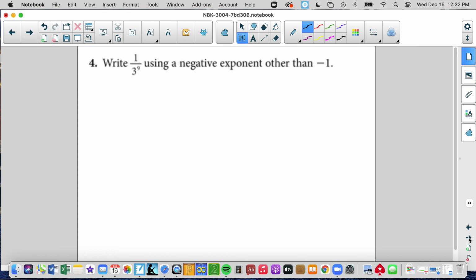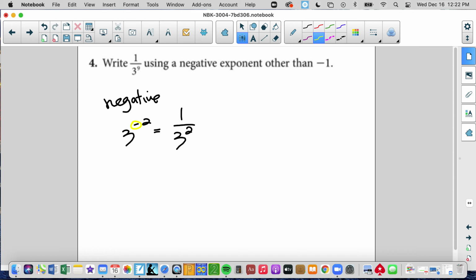Write 1 over 3 to the 9th power using a negative exponent other than negative 1. Okay, so negative exponents, we need to be aware of what they represent. When we have 3 to the negative 2, that is 1 over 3 to the 2nd. That negative exponent really just changes.